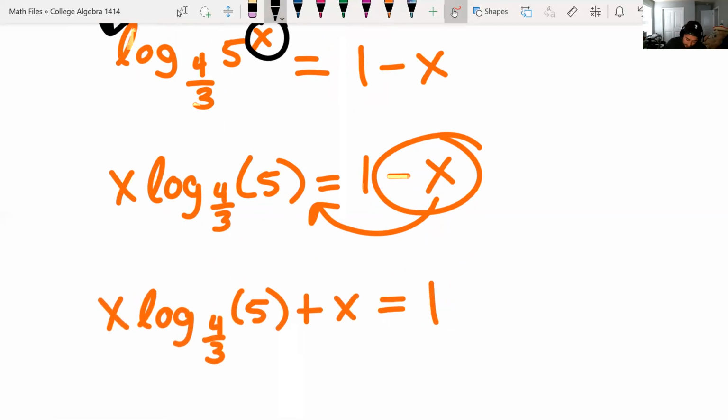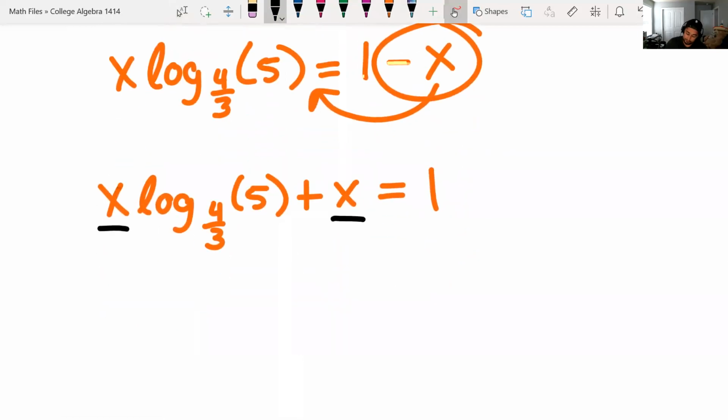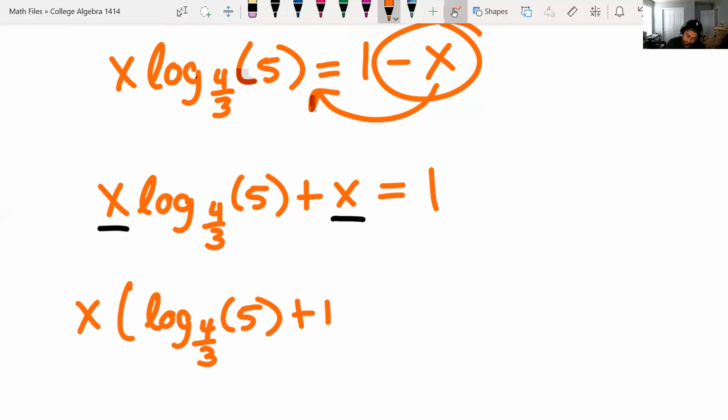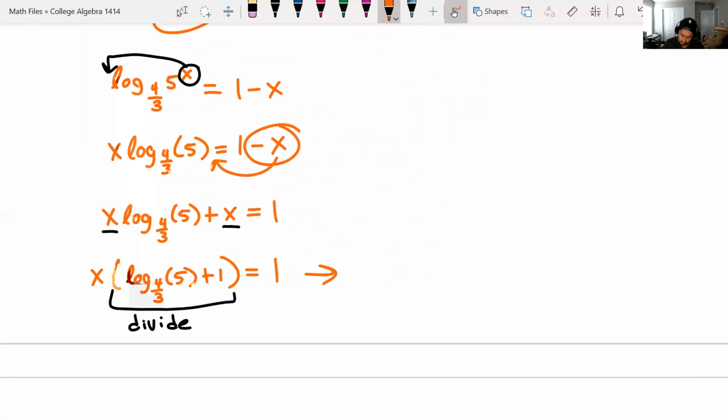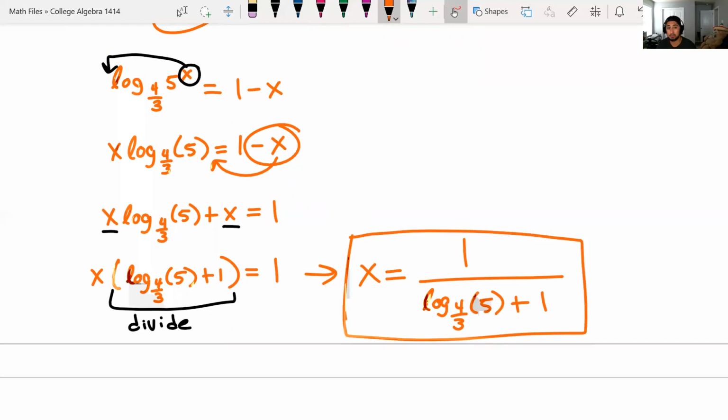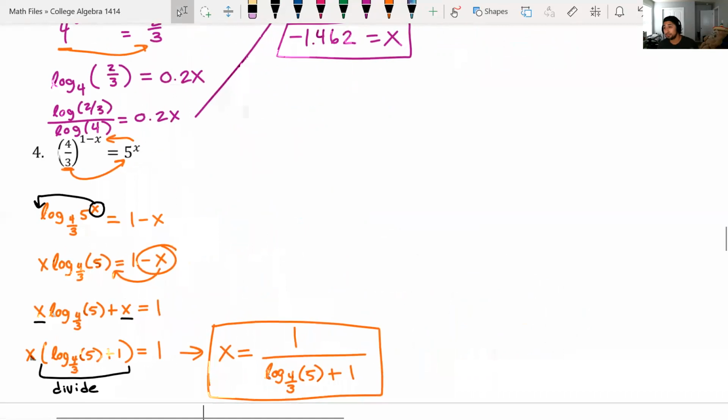And now we have a common factor of x. Factor it out. And log base 4/3 of 5 plus 1 equal to 1. And now divide by all that nastiness. I'm just going to say divide. And we'll get our answer of x equals 1 over log base 4/3 of 5 plus 1. There it is. Breathe it in. It's disgusting. Okay. Well, I think we have time for this video.